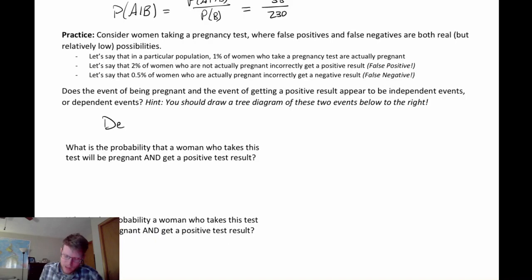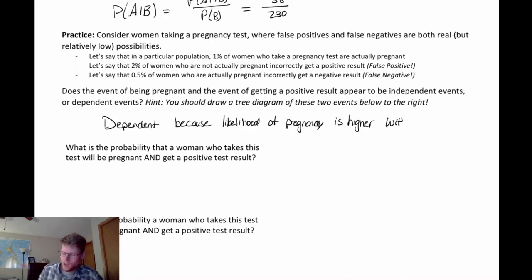because if I get a positive test result back, the likelihood that this person is pregnant is going to be a lot higher than if they got a negative result. The likelihood is higher with a positive result.